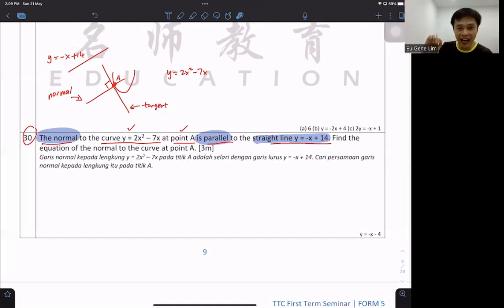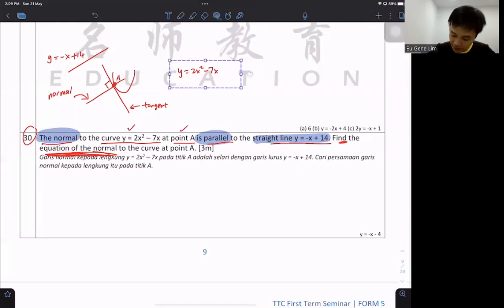Okay, I understand. So now the question says, find the equation of normal. Meaning find this one. So what do you need to do first? For me, I will just differentiate first, because I know this question, you need to differentiate, right? So I will just differentiate first.